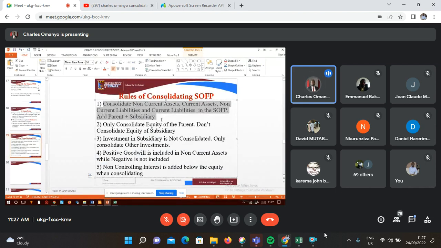So we have said for the non-current assets, current assets. Am I clear? Yes. Okay, let's continue. For the non-current assets, current assets, non-current liabilities, and current liabilities, you take the parent plus the subsidiary. But for equity, you only consolidate equity of the parent. Don't add the subsidiary equity. Don't consolidate equity of the subsidiary. I will explain why later on.